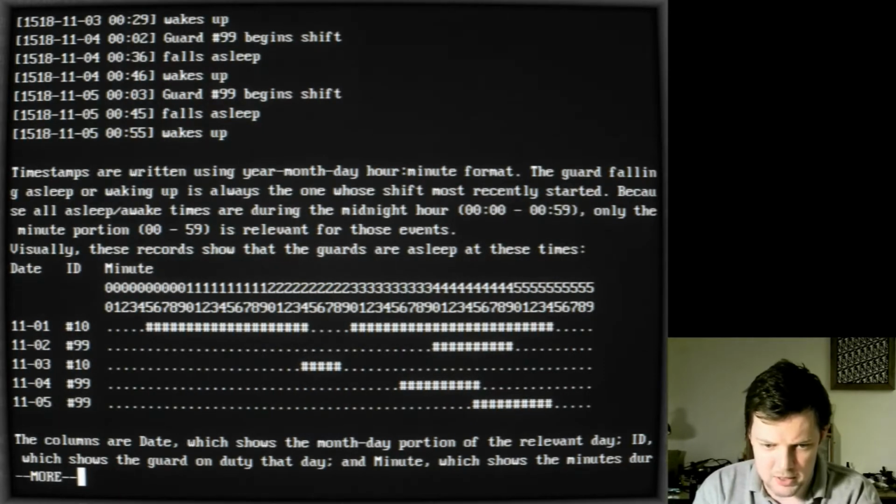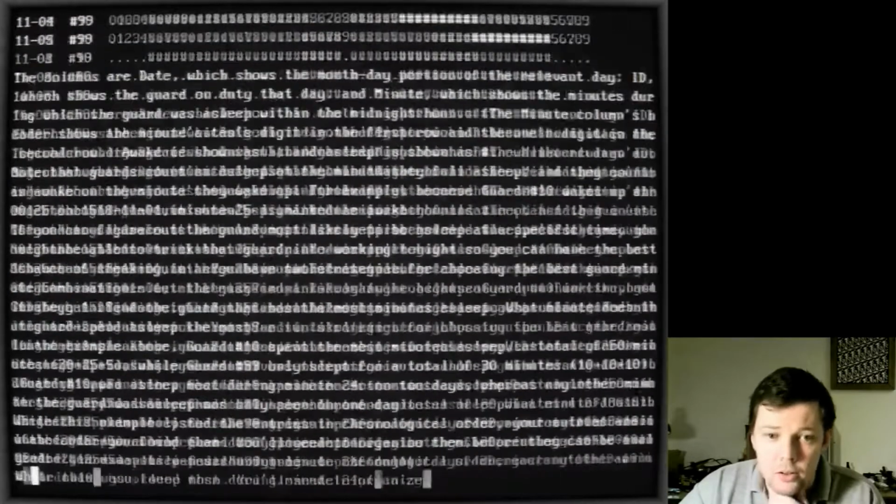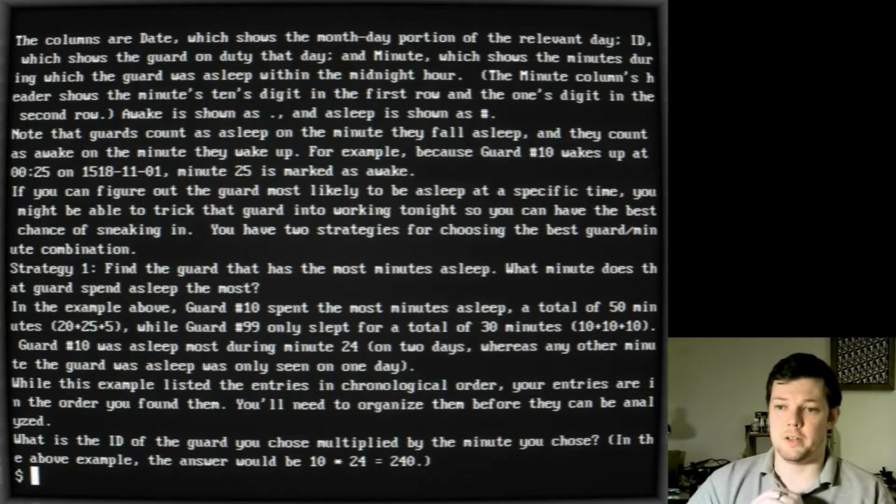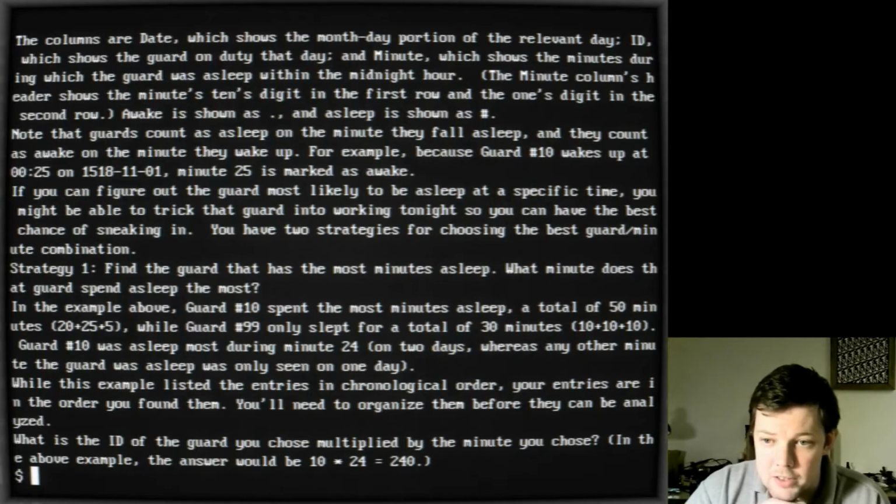shows the guard on duty that day, and minute, which shows the minute during which the guard was asleep within the midnight hour. The minute column's header shows the minute's tens digit in the first row and the ones digit in the second row. Awake is shown as dark and asleep is shown as harsh. Note that guards count as asleep on the minute they fall asleep and they count as awake on the minute they wake up. For example, because guard number 10 wakes up at 0:25, minute 25 is marked as awake.